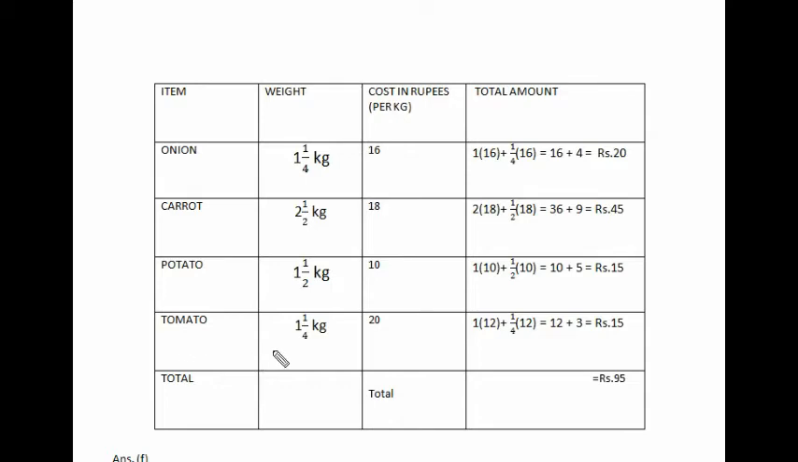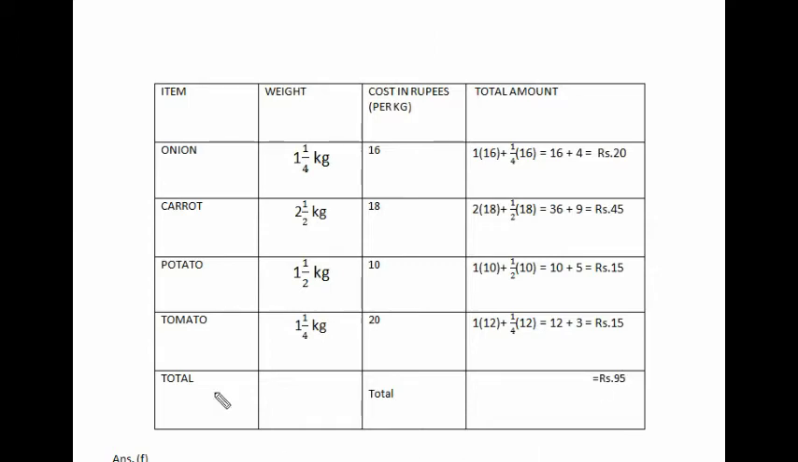Here tomato 1 and 1/4 kg. Cost of tomato per kg is rupees 12. Here 12 ones are 12 and then 1/4 into 12. That means 12 ones are 12 plus 1/4 into 12. So here you have to divide 12 by 4. So 4 3s are 12. You will get 3. 12 plus 3 is equal to rupees 15.